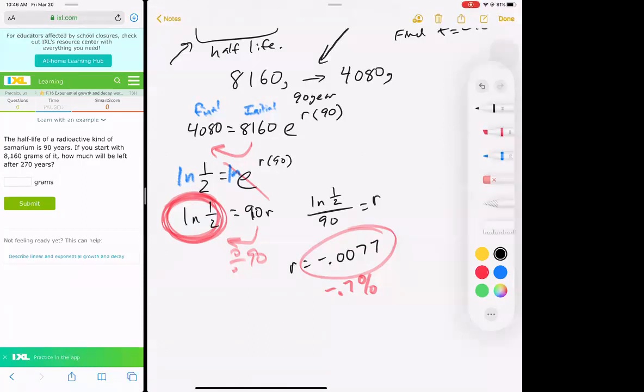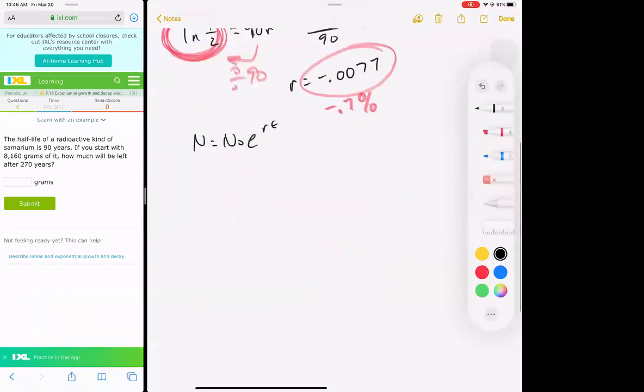So going back to our equation, we have N is equal to N naught e to the rt. We know our initial value is going to be 8,160. We know our rate of negative 0.0077, and our time is not 90 years anymore, but we can now use that rate to predict how much we have at 270.